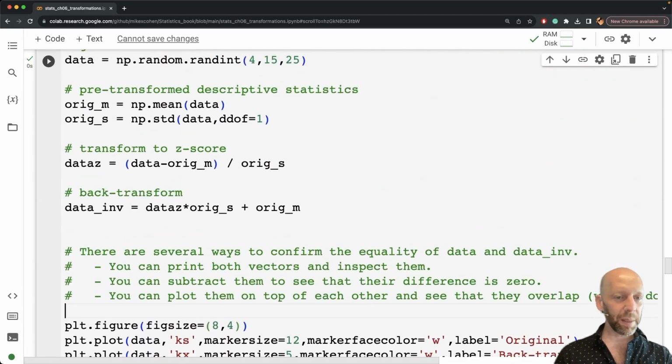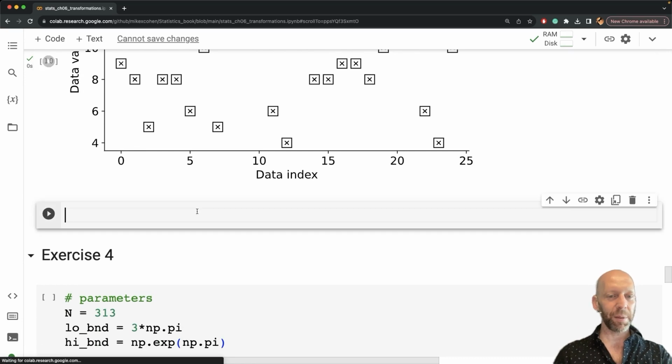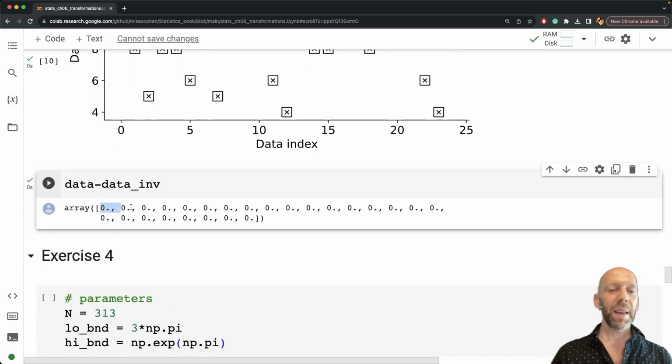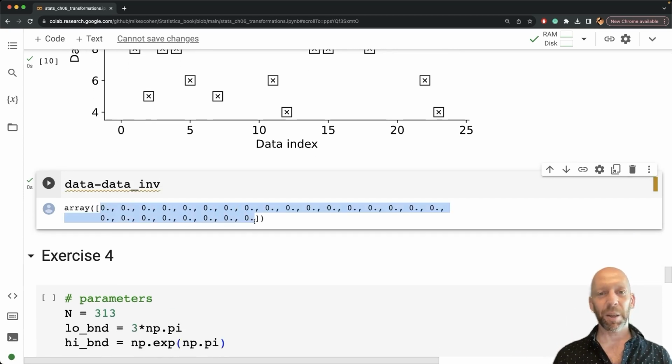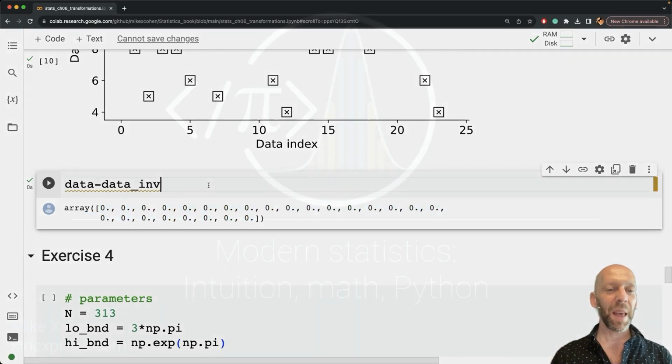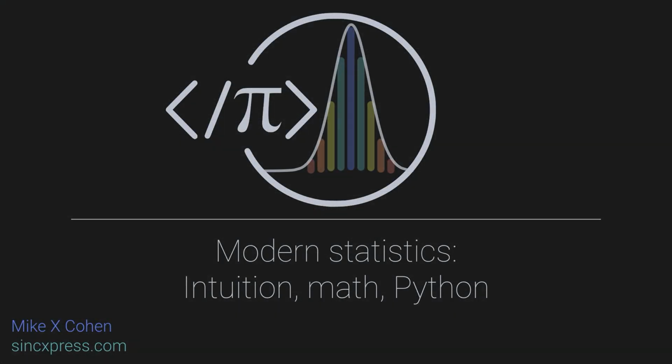And I am going to, let's see, so this is data minus data in. So I'm also going to say data minus data in. And here we see that all of the differences are exactly 0. So that confirms that this is a lossless transformation.